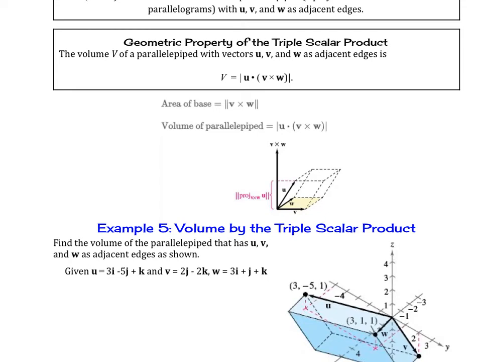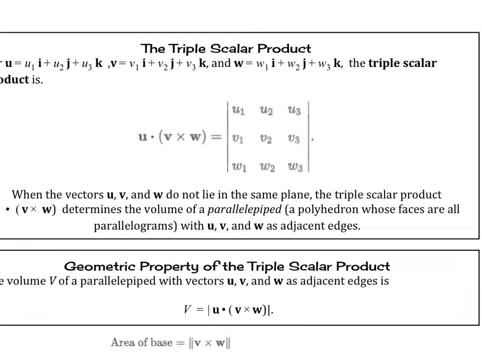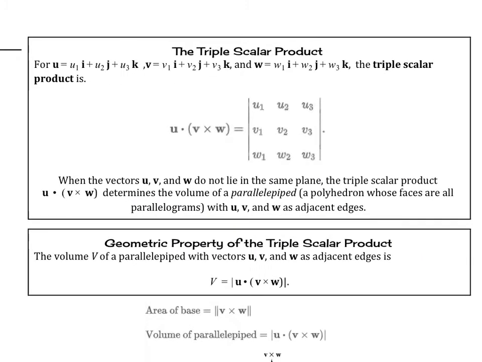Example 5, we're going to find the volume of a parallelepiped. Very fun word, this word here, parallelepiped. A little bit on that, we're going to look at the triple scalar product. So for u and v and w, I hope you see that here. So u sub 1 i plus u sub 2 j plus u sub 3 k, and then v and w.